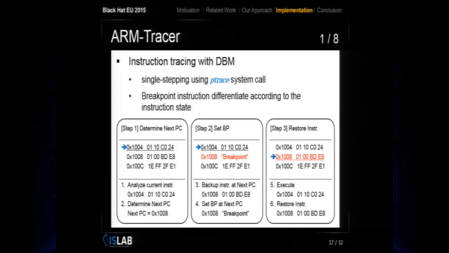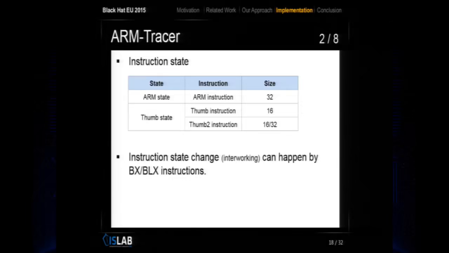Once the next PC is determined, we need to save the instruction at the next PC before replacing it with the breakpoint, and then continue the target. When the target hits the breakpoint, we have to restore the instruction, and then determine the next PC to set a breakpoint again. This is repeatedly performed. But the important thing is that the breakpoint instruction should be different according to the instruction states.